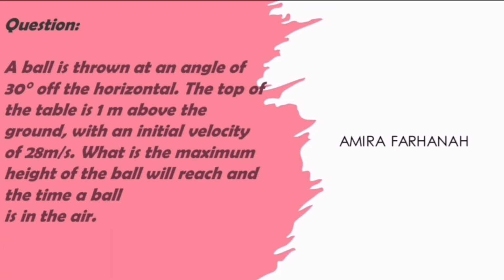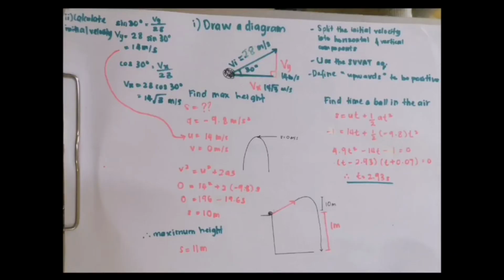A ball is thrown at an angle of 30 degrees to the horizontal from the top of a table that is 1 meter above the ground, with an initial velocity of 28 meters per second. What is the maximum height the ball will reach, and the time? First, draw a diagram with the initial velocity and the angle. Then split the initial velocity into horizontal and vertical components. The horizontal component is Vx and the vertical component is Vy.